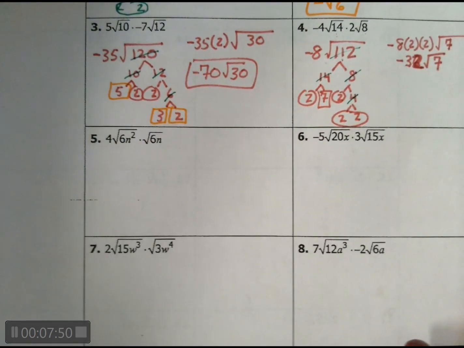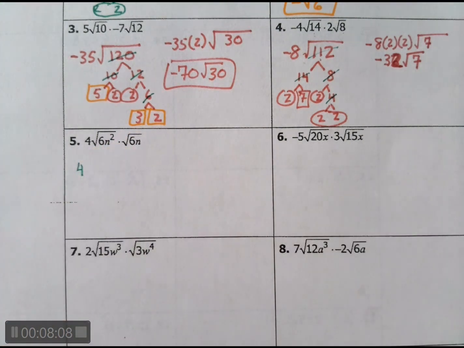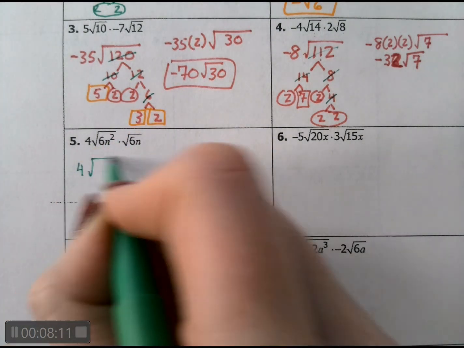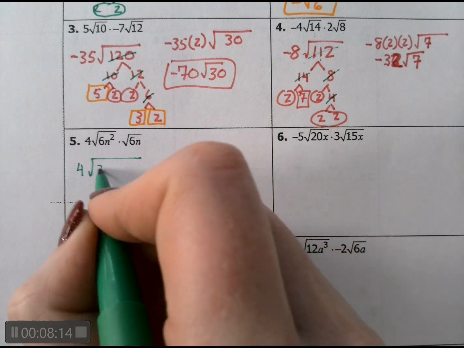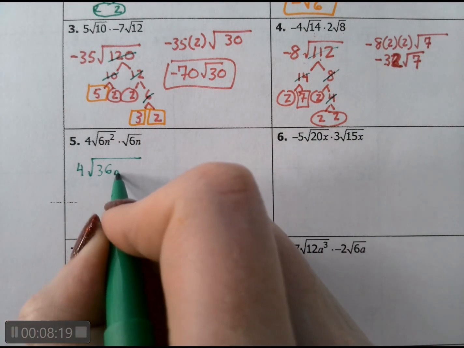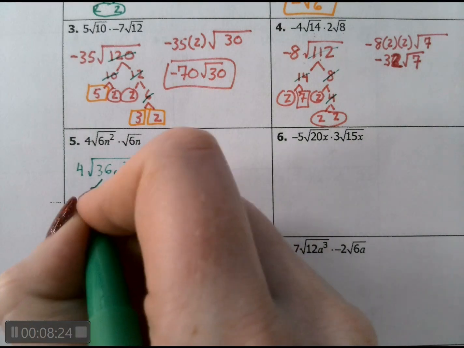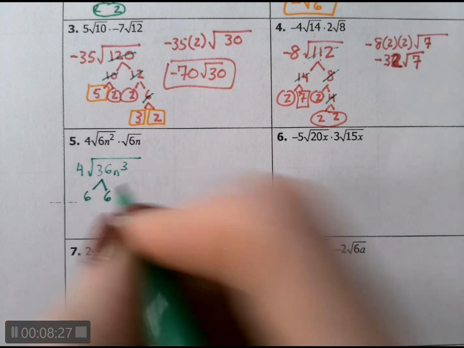Now, let's throw in some variables. You remember taking square root of variables? Super fun. Alrighty. So start with your coefficient. We have 4 times 1, which is just going to give us 4. And then square root, 6 times 6 will give us 36. And then n squared times n is going to give us n cubed. Alrighty. So then, square root 36, we were already given, is 6 times 6.